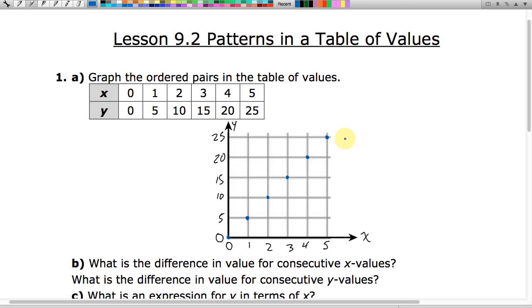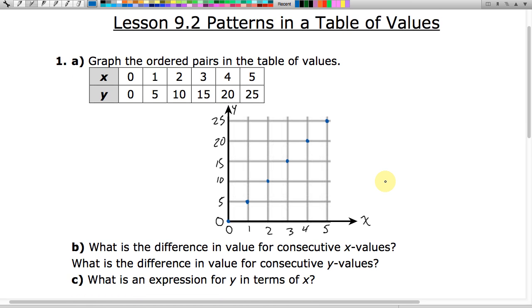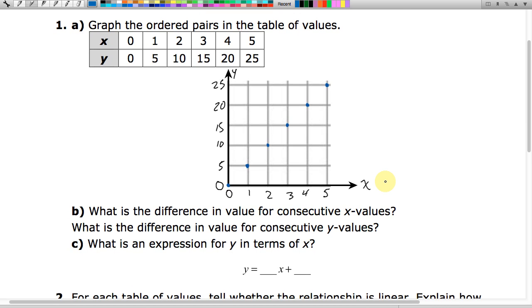And we don't know exactly what x and y are supposed to stand for, so maybe we should connect these, maybe not. It's hard to say what we should do for sure here, but let's see if we can answer the questions that follow.